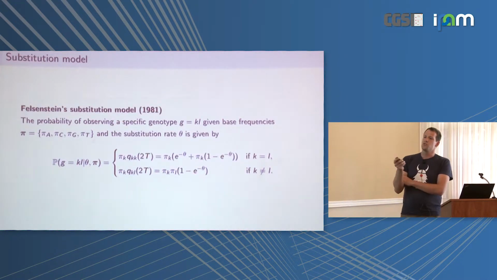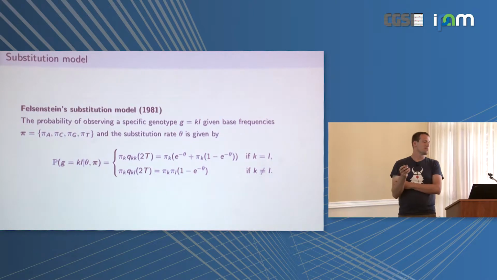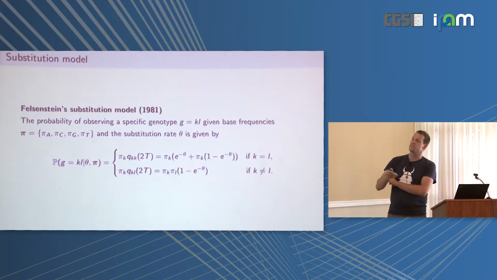So this is the substitution model we're employing. It's Felsenstein's substitution model from 1981. It's quite commonly used in phylogenetics. It's a pretty standard model, but the neat thing for us is that it includes these two parameters: first, the rate at which mutations appear, and second, the frequency of the nucleotides at both ends.